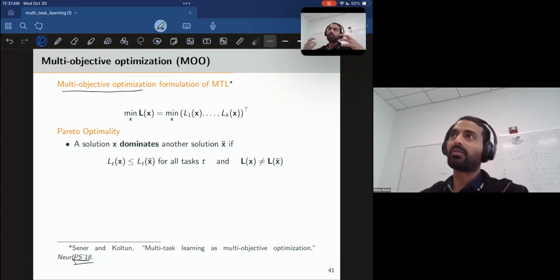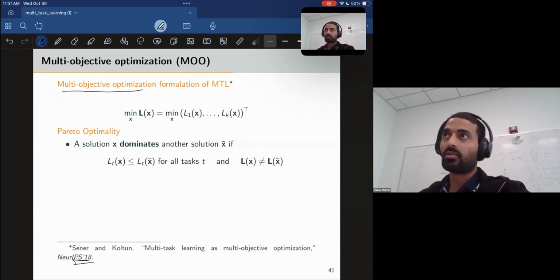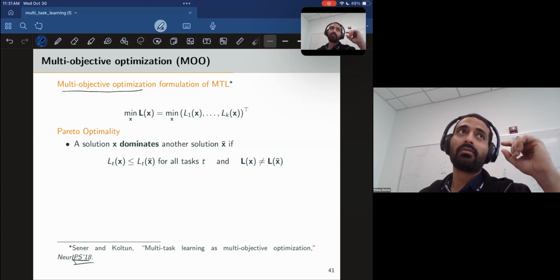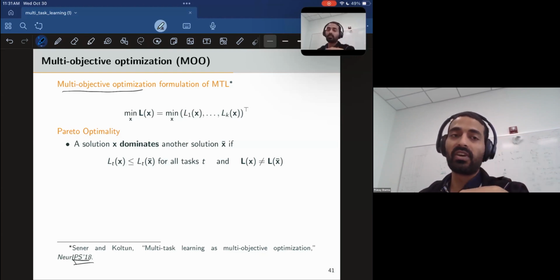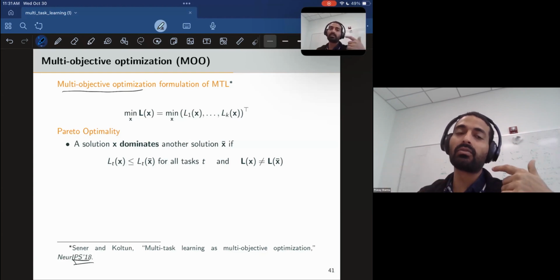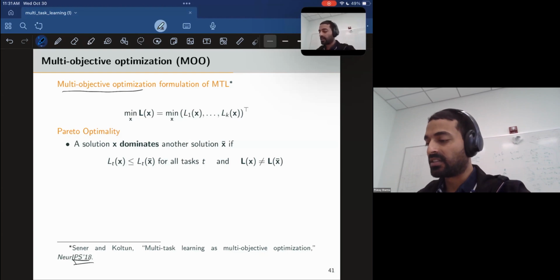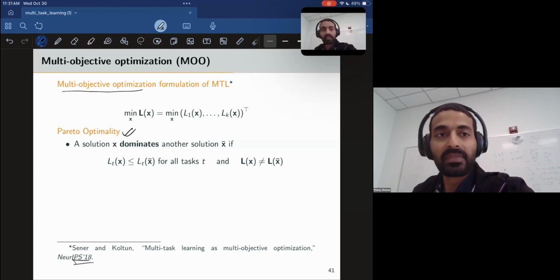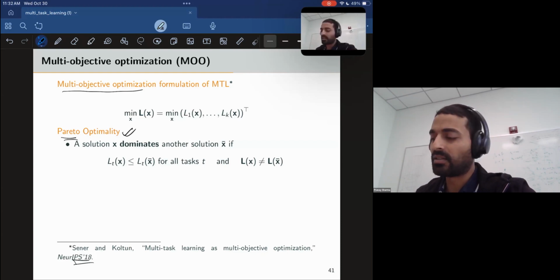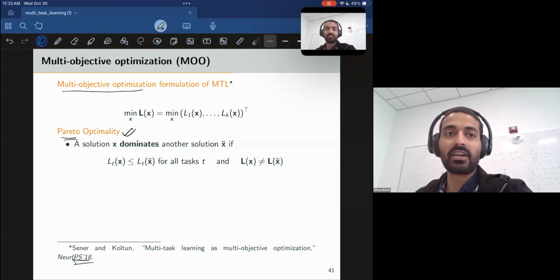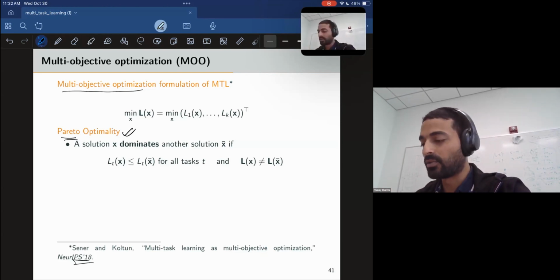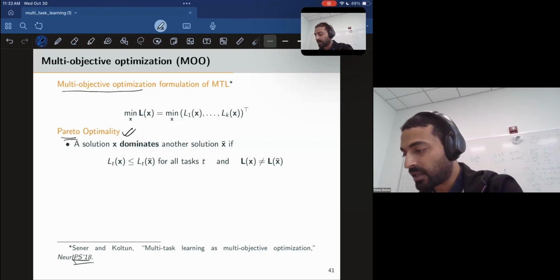Because now we don't have a scalar loss, we have a vector of losses, it might happen that we cannot simultaneously do well on all the tasks. Improving on one task might mean doing worse on another task. This trade-off between tasks is captured by something called Pareto optimality. Pareto was, I think, an Italian economist and engineer, and like expectedly in economics, he figured out that there are several trade-offs involved. So this Pareto optimality is named after him.